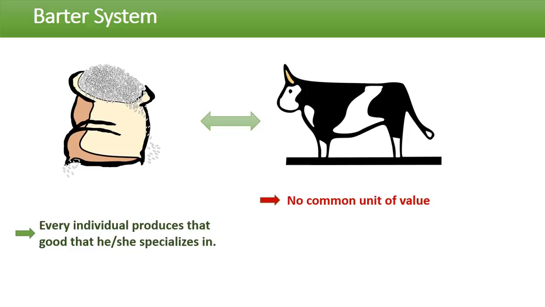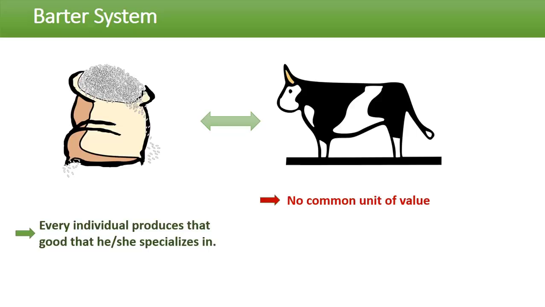Now, this worked for a while until certain flaws started to emerge. The first one was that there was no common unit of value. What do we mean by common unit of value? Let's take an example. Let's say an individual A grows rice and an individual B has herds of cattle. They decide to exchange one cow for 10 quintals of rice. Now, this is a particular valuation that they have agreed upon mutually at that particular point of time only. This may change in the future.